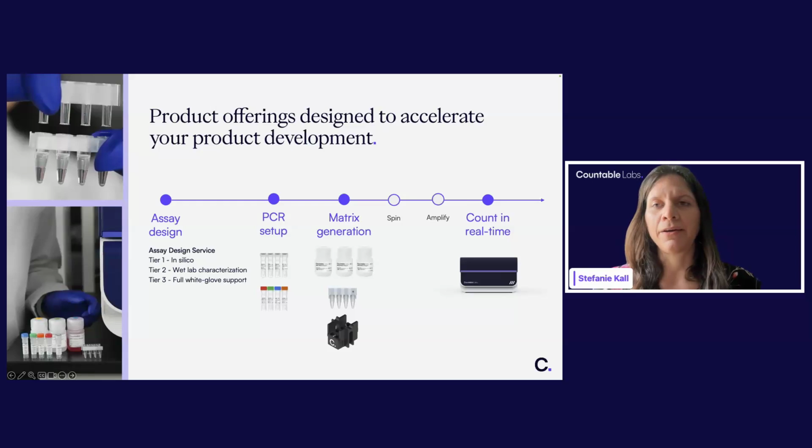So moving on, last, I just want to share what Countable Labs has on offer. So we have Assay Design Services. There's a couple different tiers, and I'll talk about those a little bit more in a second. But then we have all of the supplies, materials, and consumables you need in order to set up your multiplexing and generate the matrix that's so critical for this precise counting. And then, of course, the system and the software for actually doing the counts and getting your data.